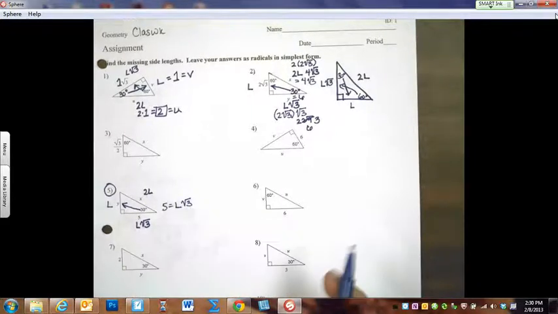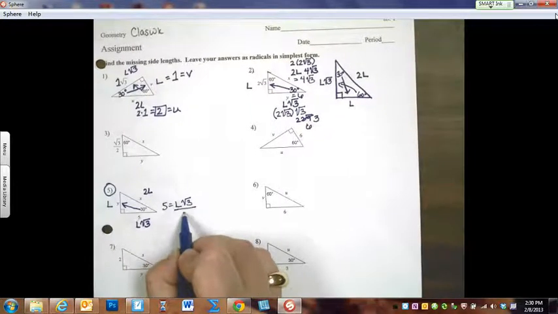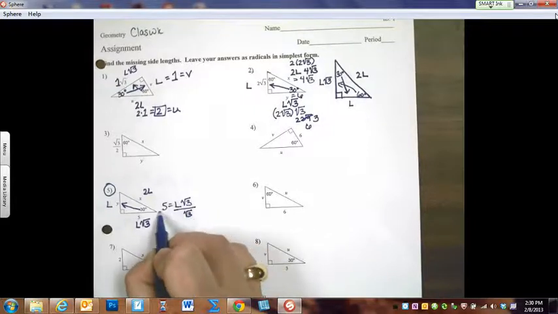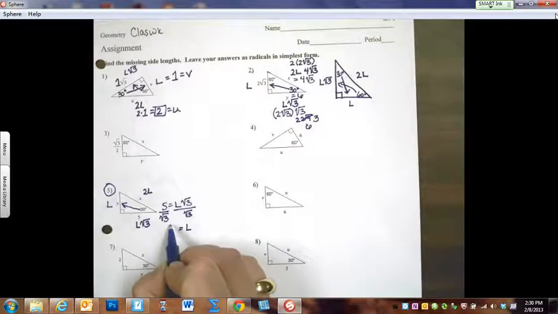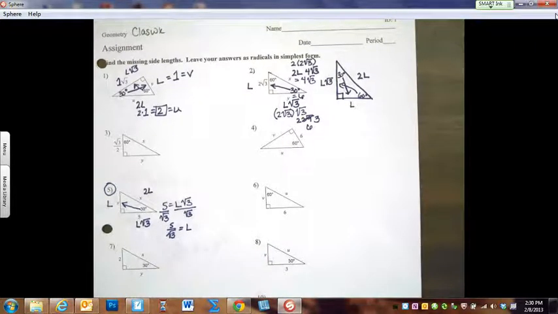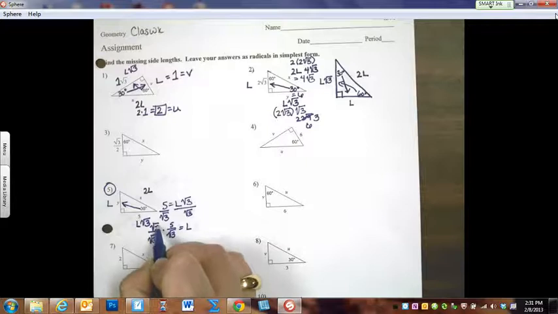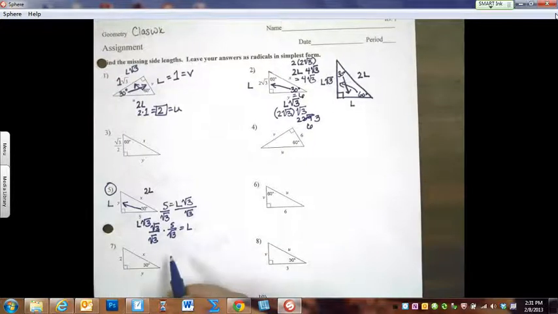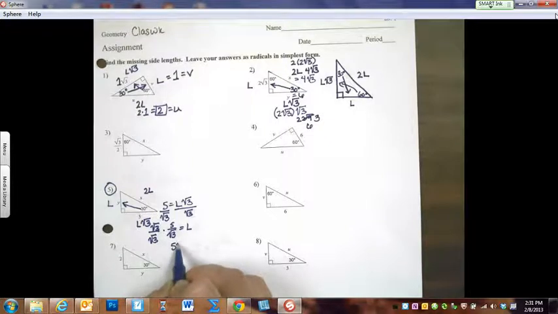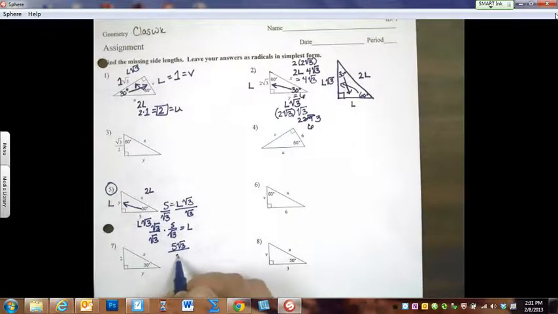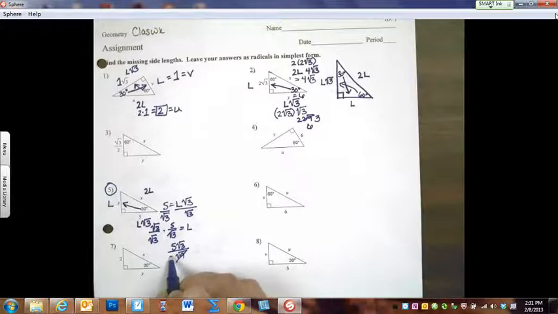I want to find out what L is, so I've got to divide by the root of 3. So L equals 5 over root 3. That radical's in the bottom again, and that's a big no-no. Want to get that out. So we're going to multiply by root 3 over root 3. So I get 5 root 3 over the root of 9, which is 3.